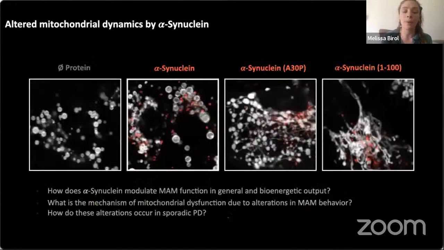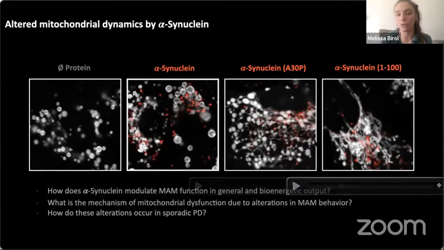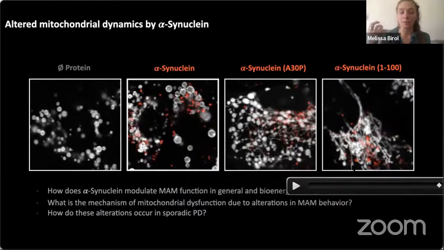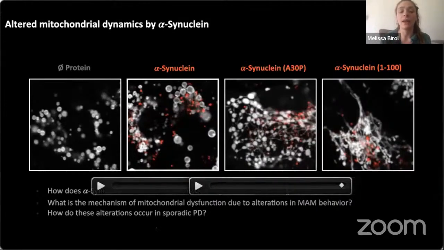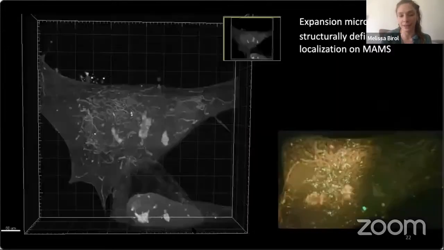organelles. And we compared this with different disease mutations of synuclein, as well as truncations of synuclein. And depending on the variant, you see morphologically that the mitochondria are undergoing hypotonic swelling, but to different extents. And so we think that synuclein has an effect on how the dynamics of mitochondria at these interorganelle contact sites behave in the presence of our protein. And we're currently trying to understand this.